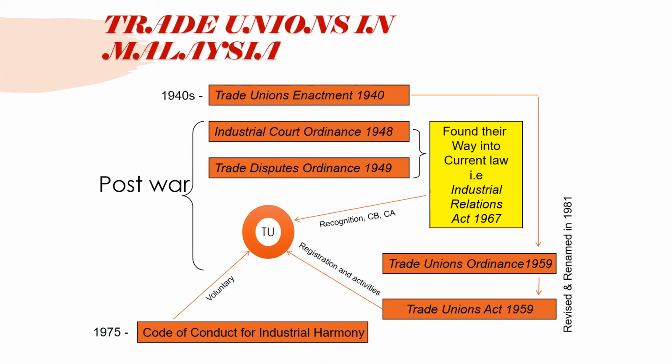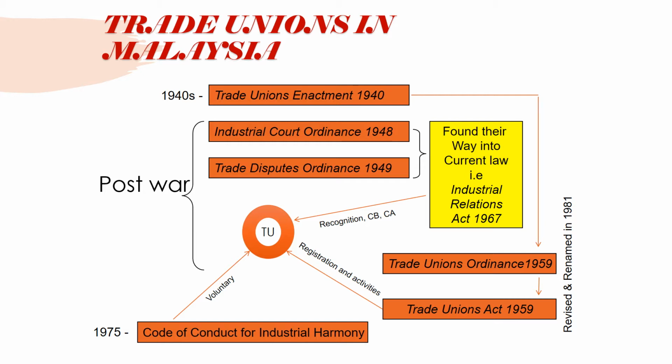These are the revolution of labor laws and regulations in Malaysia. For trade unions, it started with Trade Unions Enactment 1940, and it was revised and renamed as Trade Unions Ordinance 1959 and then Trade Unions Act 1959, which is still being used until now. And then we have the Industrial Court Ordinance 1948 and Trade Disputes Ordinance 1949, which found their way into current law, which is the Industrial Relations Act 1967 and is still being used until now.